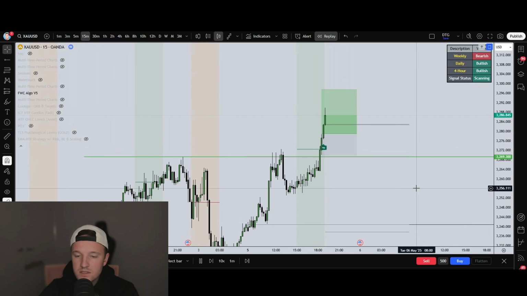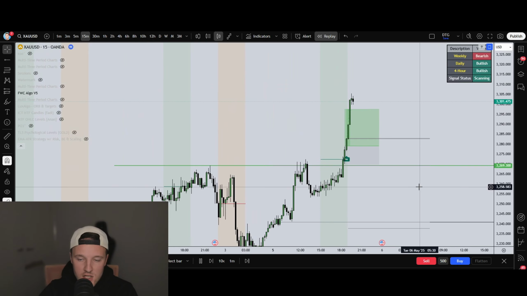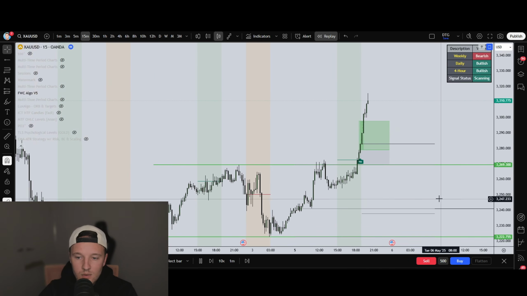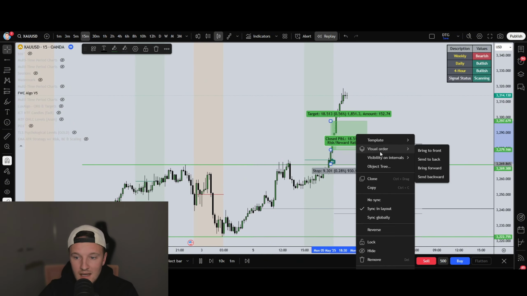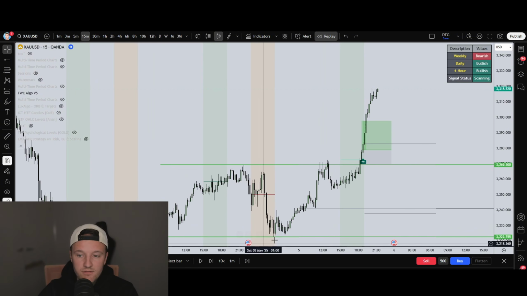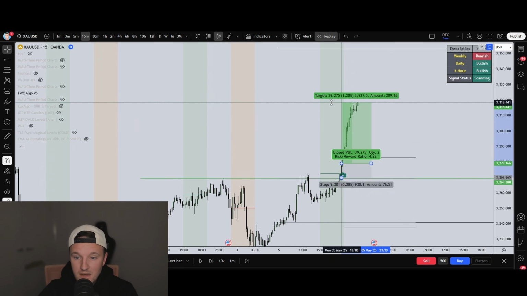We built confluence. We've found our direction, built confluence, and waited patiently for an entry from the V5 algo, either a signal or a breakout, or in this instance, both at the same time. And as you can see, this actually flies to the upside more than a 1 to 2, giving us a total move of like over a 1 to 4 for over 400 pips.